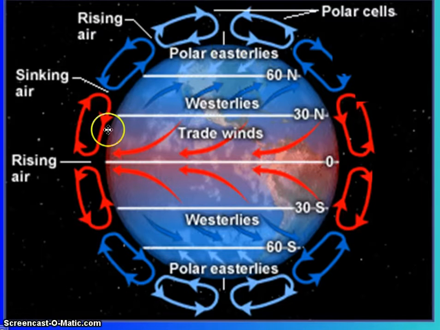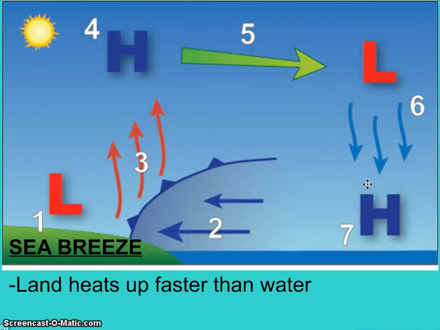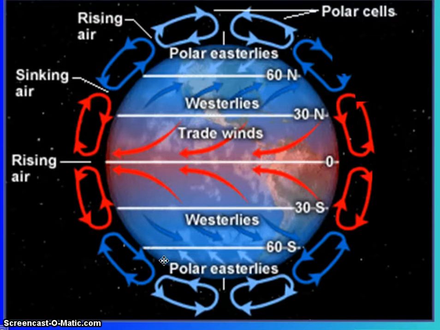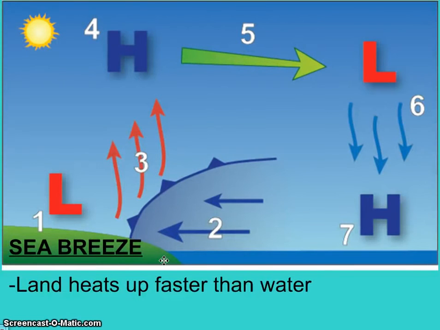So these are what we call the global winds because these are the winds that affect our globe on a very large scale. And on a small scale, we call these our local winds. We have what's called the sea breeze and the land breeze. So these are local and these are global. So there's 2 different types of winds that affect us.